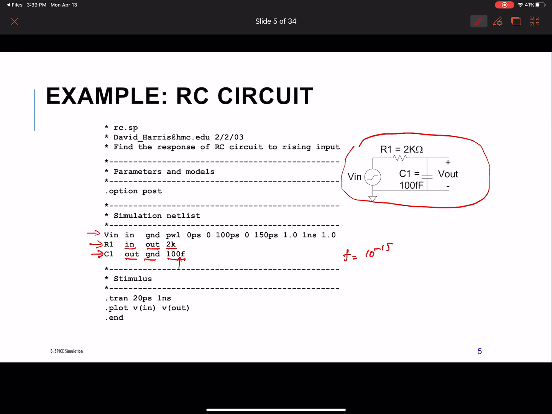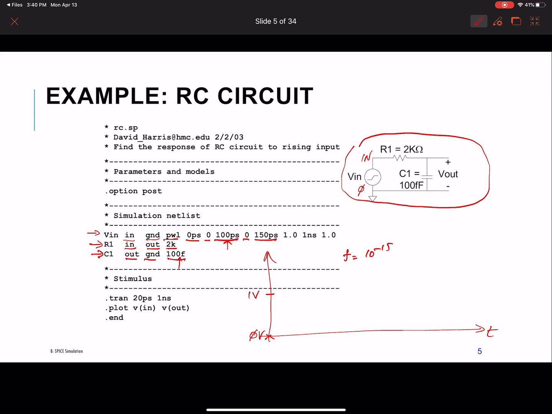Okay, here's the input voltage. This is an independent voltage source. It goes from in to ground. And this says it's a piecewise linear signal, which basically gives each time point and the value there. So let's see if I can draw what this piecewise linear signal would look like. It's got 0 volts and 1 volt. It says at time 0 picoseconds, it's 0, so that's one point.